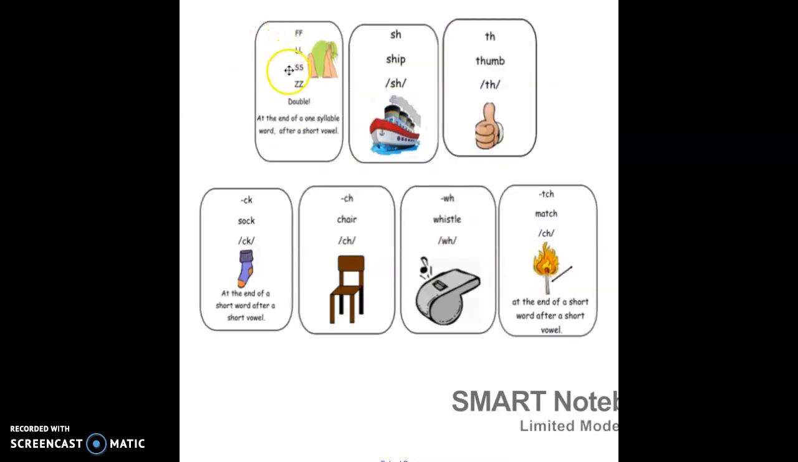F, L, S, Z, double, at the end of a one-syllable word after a short vowel. SH, ship, sh. TH, thumb, th. CK, sock, at the end of a short word after a short vowel. CH, chair, ch. WH, whistle, w. TCH, match, ch, at the end of a short word after a short vowel.